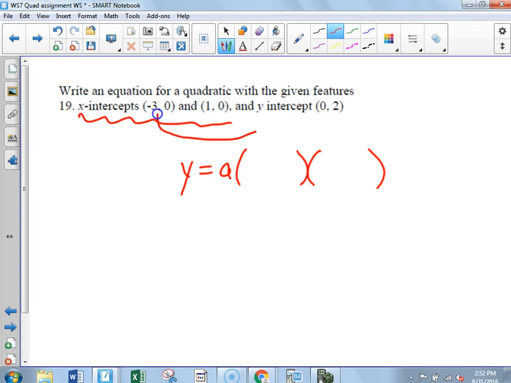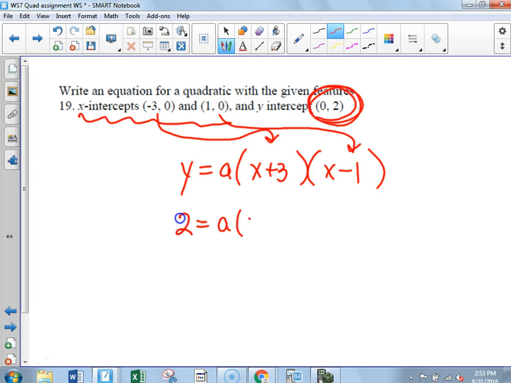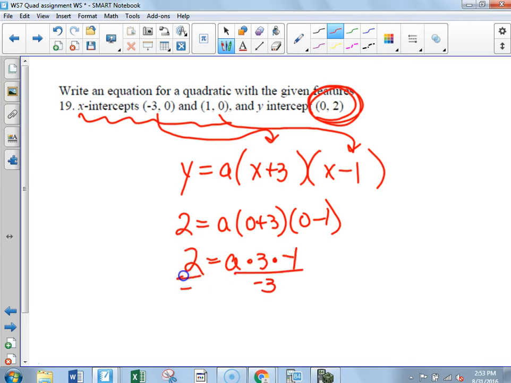So what does this make one of these factors? X plus 3. And then this makes one of the factors x minus 1. Now what? We have to find a, but we can put this point in, right? So 2 equals a times 0 plus 3 times 0 minus 1, is 2 equals a times 3 times negative 1. We divide by negative 3, get negative 2/3. Did anybody else get that, or did I mess up?